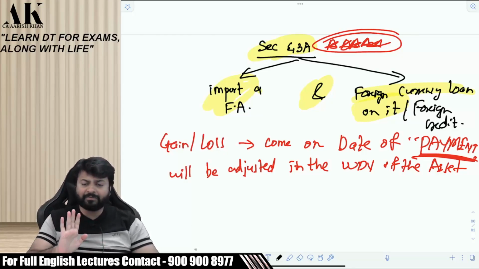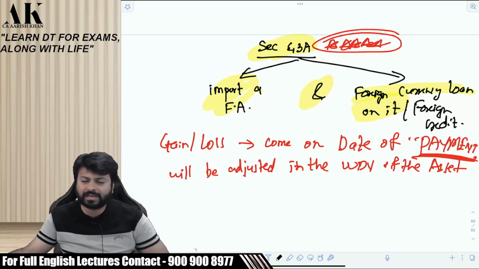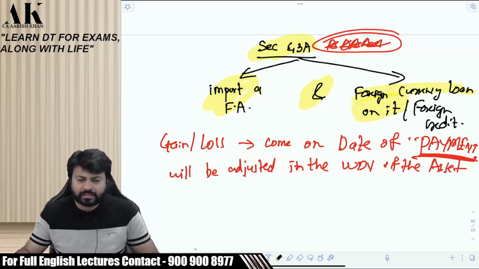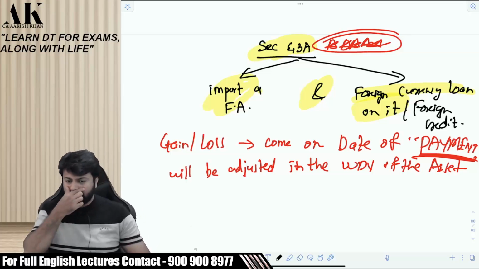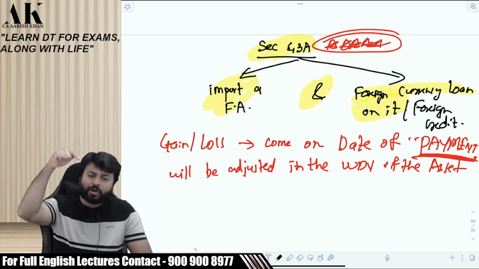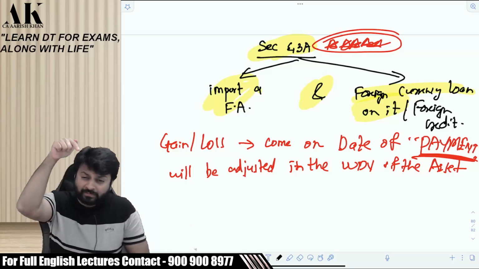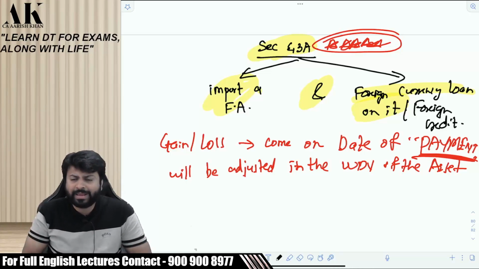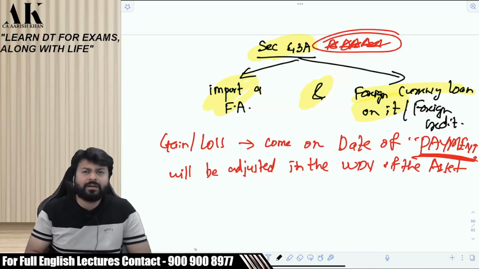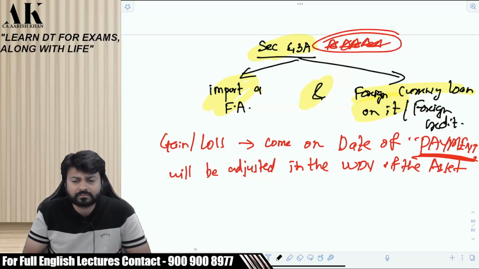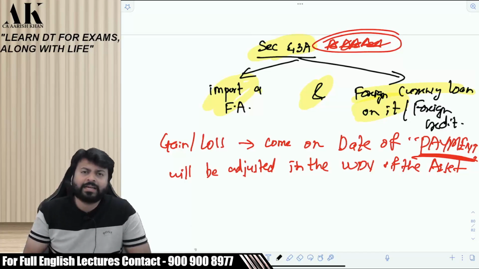Foreign exchange loss may happen on different transactions. This is not the only transaction in the world on which forex transaction is done. I'll tell you a lot of examples. Another example: what if I purchase an asset from India, but there is a loan from a foreign bank? It may happen that this section is not applicable. Why? Because in this section the asset should be imported. Then what will happen in that case? Are you clear?